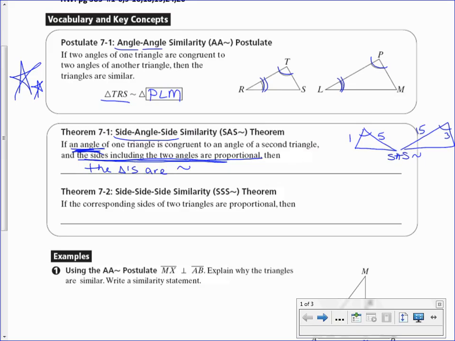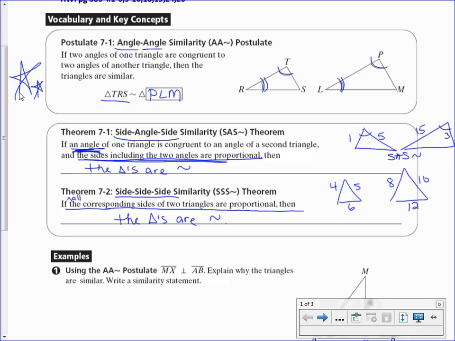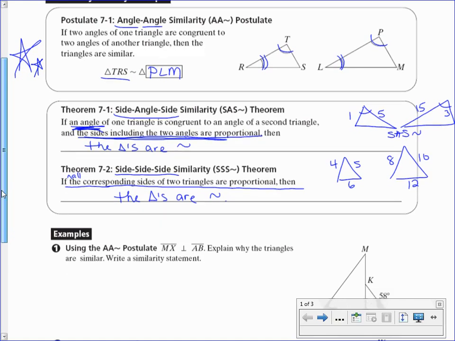On the same vein, if you didn't know any of the angles, you could do side-side-side similarity. And that's the idea that if I had 4, 5, 6 here, and 8, 10, 12 here, all of those sides got doubled. If all of the sides got doubled, that's going to maintain proportionality. So this is the side-side-side similarity theorem. If all, and really the word all is implied here, if all the corresponding sides of two triangles are proportional, then the triangles are similar. What's important to note about all these is that this only applies to triangles. It does not apply to quadrilaterals or anything like that.